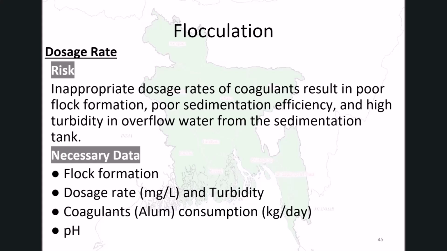The necessary data include floc formation condition, dosage rate and turbidity relationship, coagulant consumption, and pH, which must stay within the optimal range for coagulation. Operators should check these daily to maintain stable flocculation.